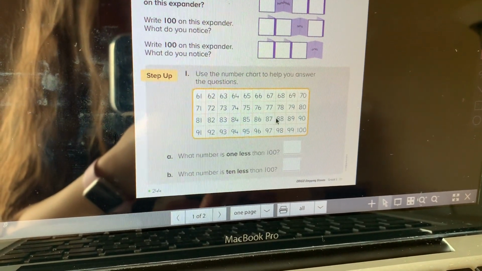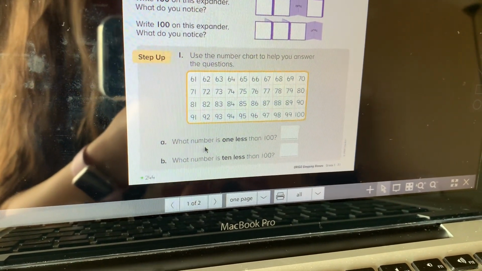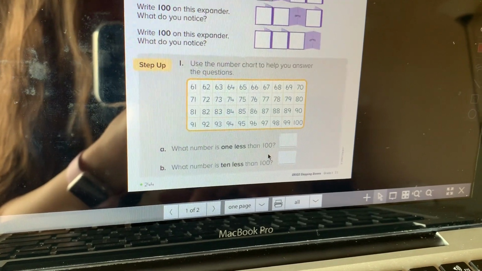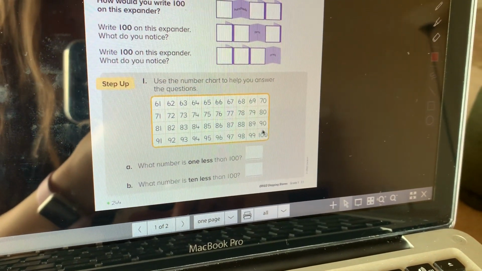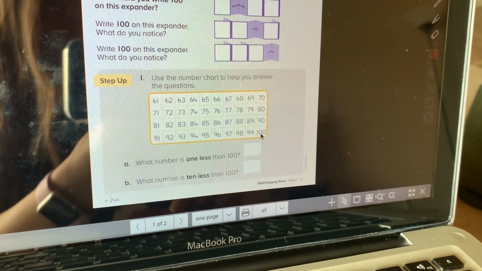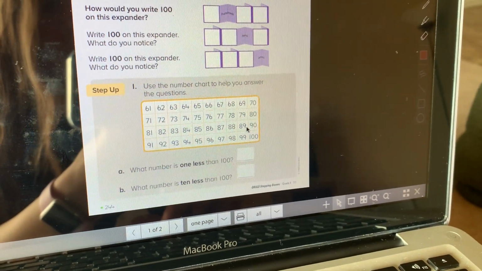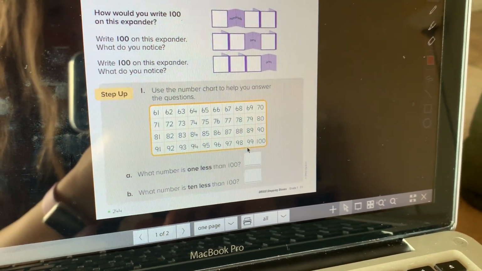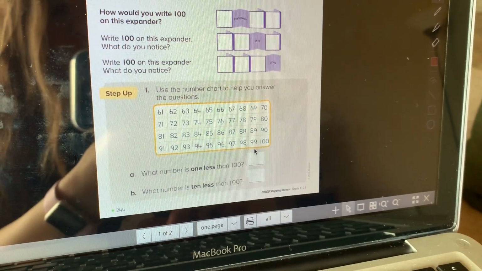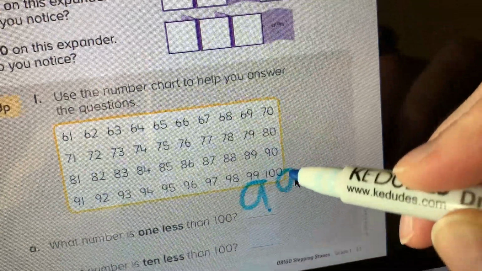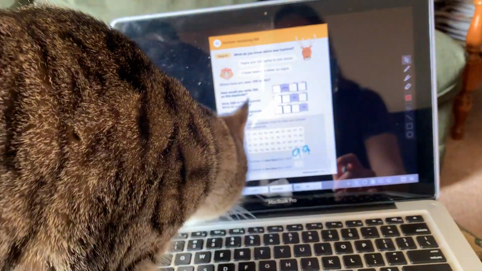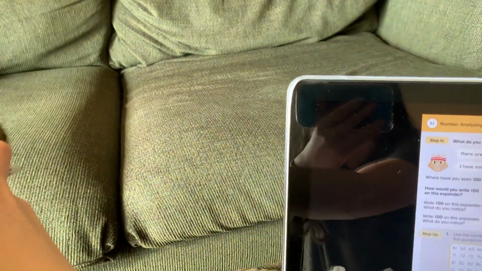All right, so then it says, what number is 1 less than 100? So they give us this really nice little number chart here, and I look at 100 right here, and I say, okay, what is 1 less? And I just step back 1. And what number is that? 99. So let's see if it's going to let me write on the board here. 99. Ooh, sorry. Or move. All right.